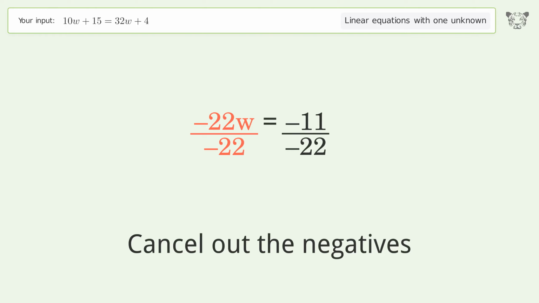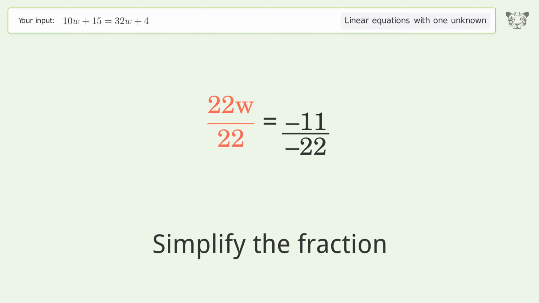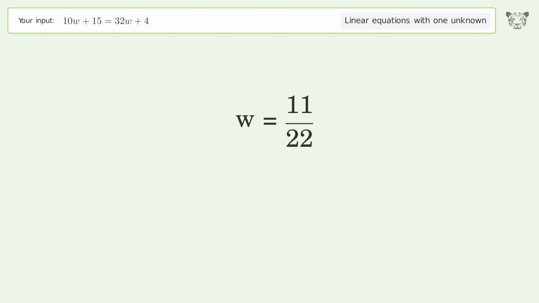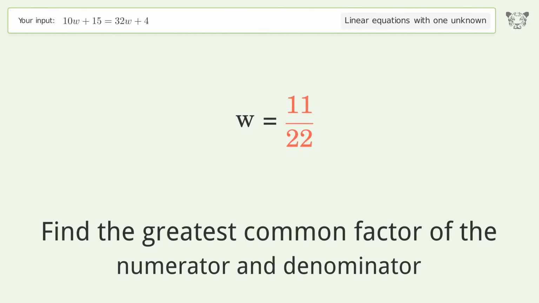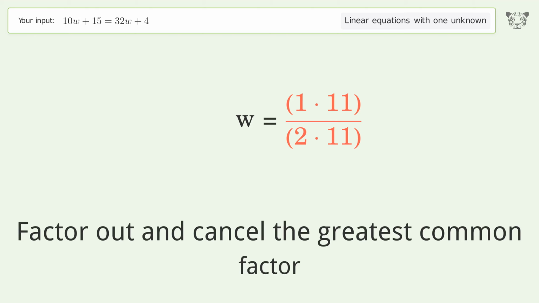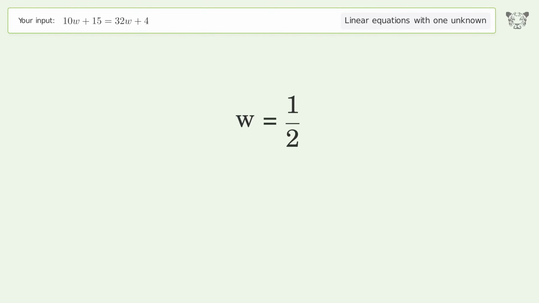Cancel out the negatives. Simplify the fraction. Cancel out the negatives. Find the greatest common factor of the numerator and denominator. Factor out and cancel the greatest common factor. And so the final result is w equals 1 over 2.